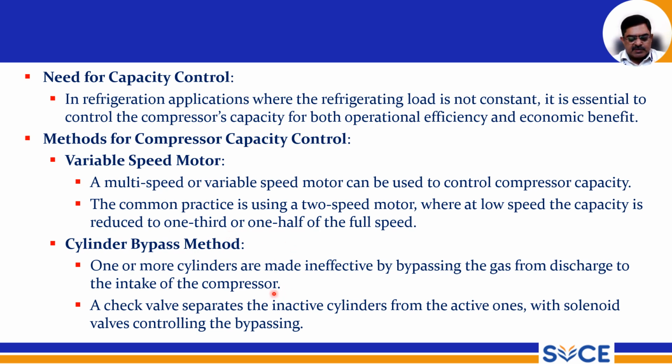The cylinder bypass method. The next method is the cylinder bypass method. One or more cylinders are made ineffective by bypassing the gas from discharge to the intake of the compressor. A check valve separates the inactive cylinders from the active ones, with solenoid valves controlling the bypassing. So by using a solenoid valve, we can control this bypass.